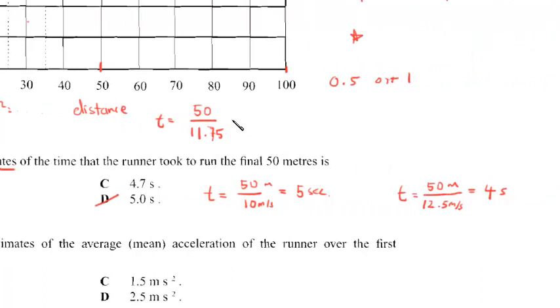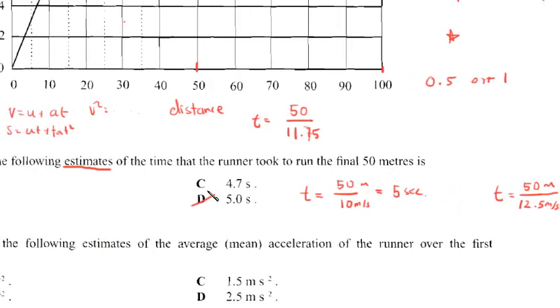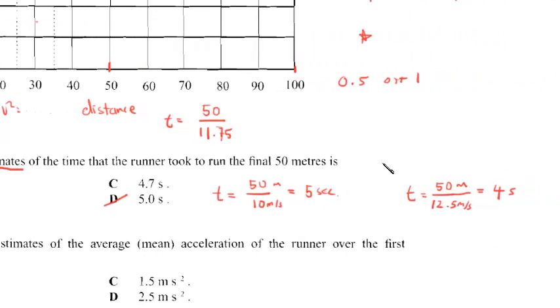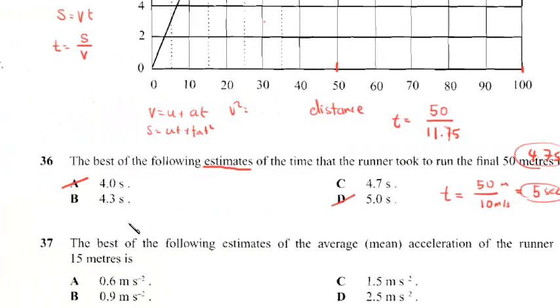All right, so what we have to do next is, I want you to think about whether 11.75 is a number that is closer to 12.5 or 10. Definitely it is closer to 12.5 than 10, right? So we have two answers, 4.3 seconds and 4.7 seconds, right? But our velocity is 11.75, which is closer to 12.5. So our answer must be closer to 4 than to 5. So the answer is 4.3.